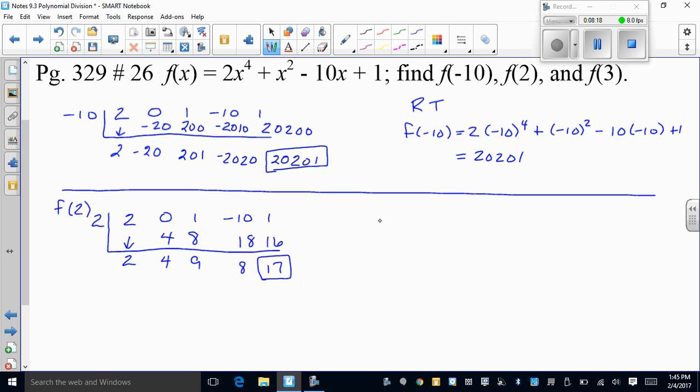And the remainder theorem process, f of 2 would be 2 times 2 to the 4th plus 2 squared minus 10 times 2 plus 1. And you should get a value of 17.